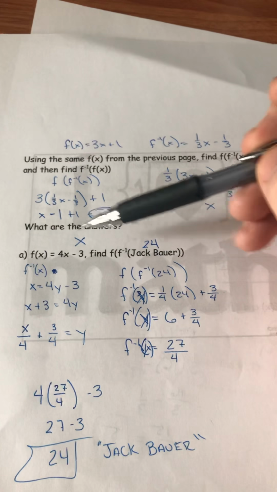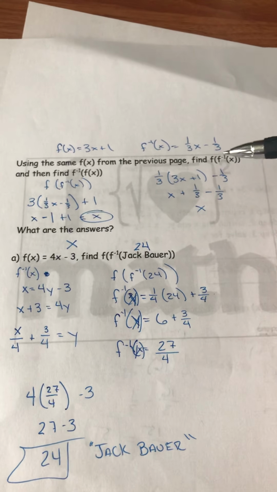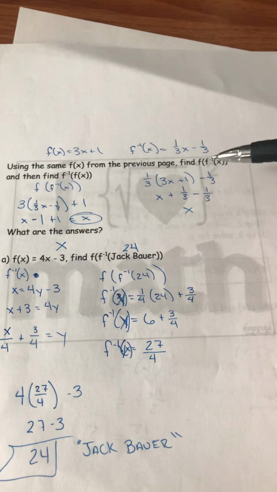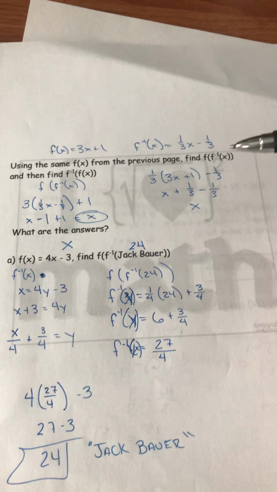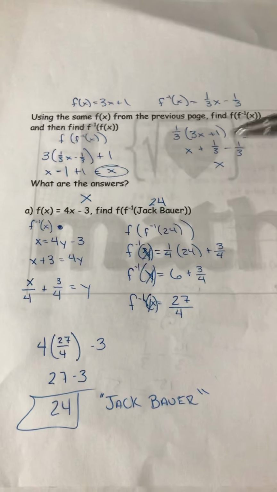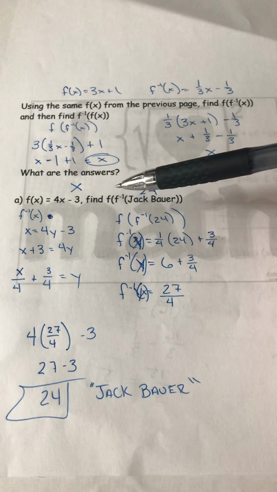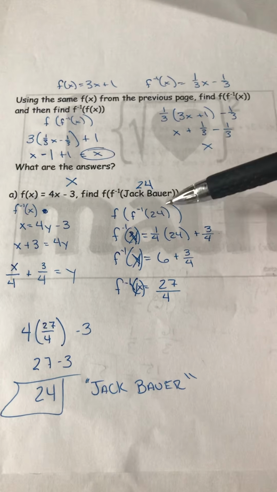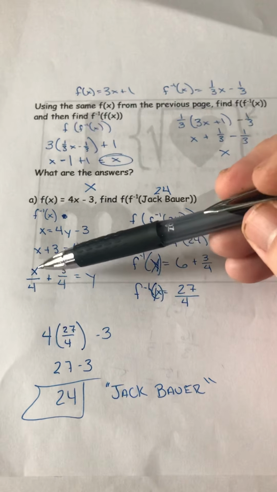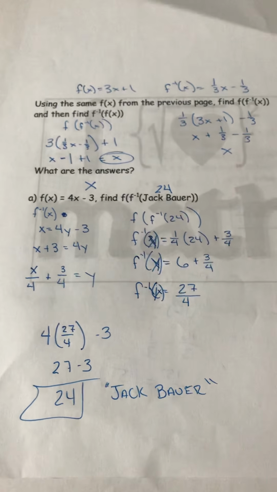So anytime you do the inverse of a compound function, you will get that variable. You will get x or whatever number's in there. So for example, if we look here, if this is our f of x, and they want us to know f of f inverse of Jack Bauer. Well, if you remember, Jack Bauer was from the show 24. So we plug in, we find our inverse. So our inverse function is y equals x over 4 plus 3/4.